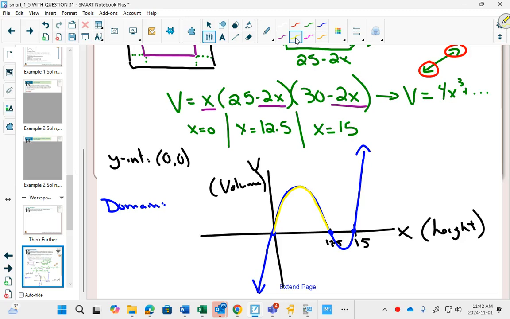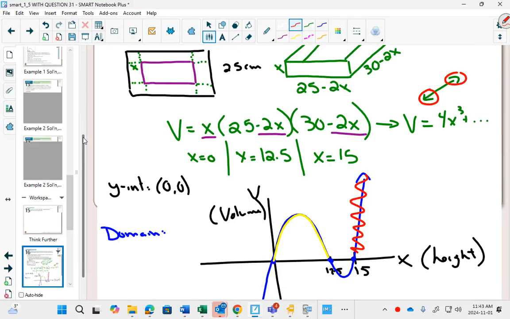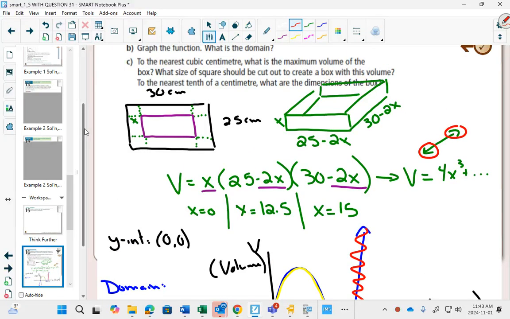I think this part makes sense. Can you cut anything out for x between 0 and 12.5? But this part here, even though the volume is positive, doesn't make sense, because that would be cutting out a square bigger than 15. Look at your original picture. If you cut out a square bigger than 15, how much paper do you have left? None. It's all gone.